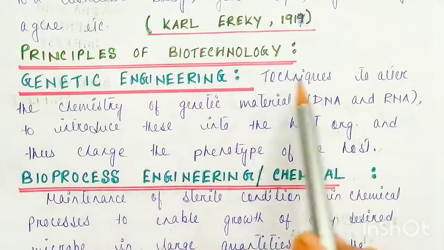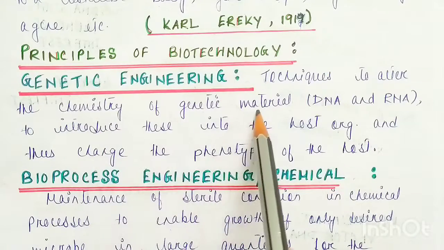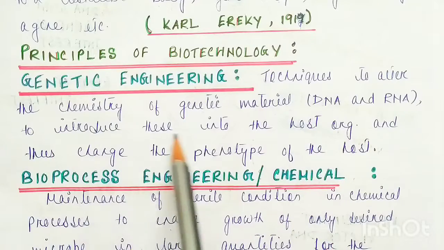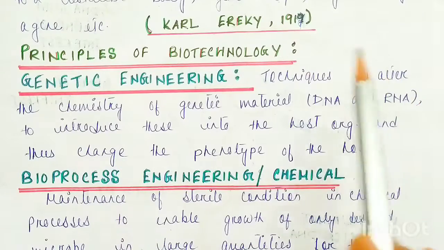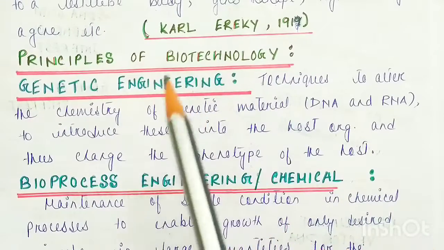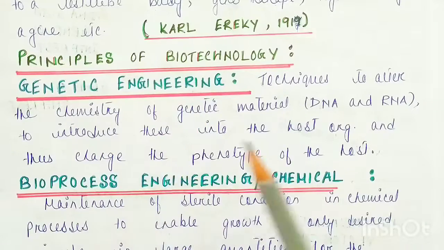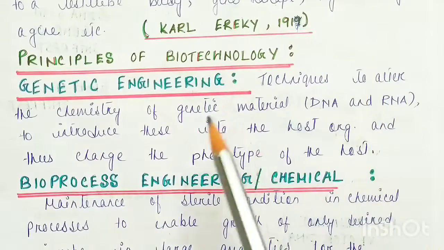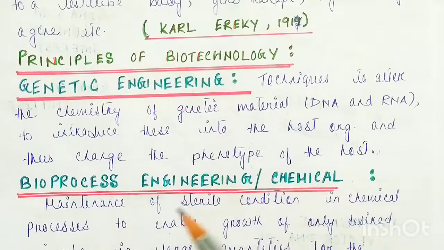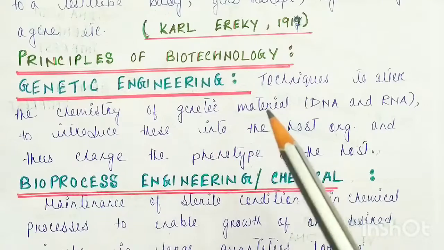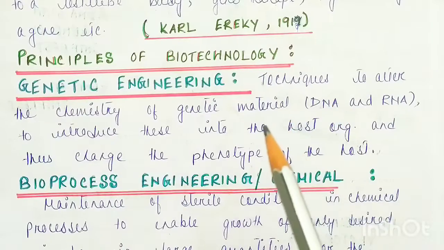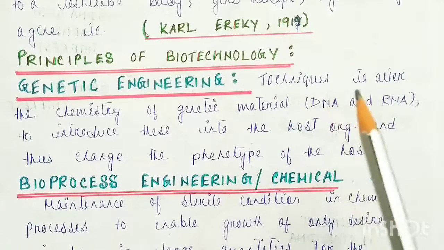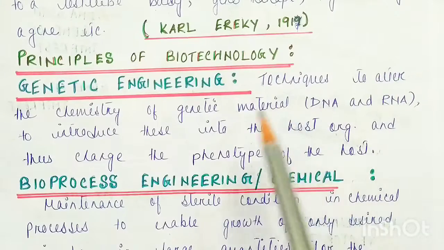Genetic engineering: techniques to alter the chemistry of genetic material, DNA and RNA, to introduce this into the host organism and thus change the phenotype of the host. It means in this technique, first the genome, means the genetic material, DNA and RNA, of a microorganism is changed, means modified, and then it is introduced into the host so that we can get the desired product. Because when a modified gene is introduced into a new host, the phenotypic character of the host will be changed.